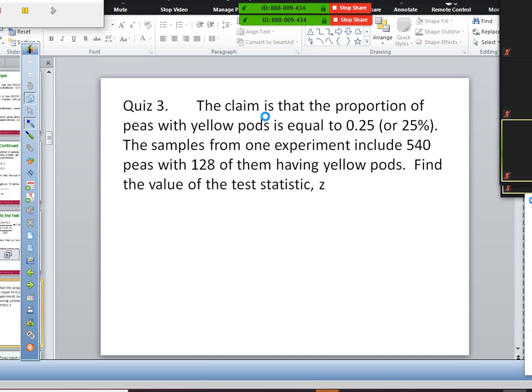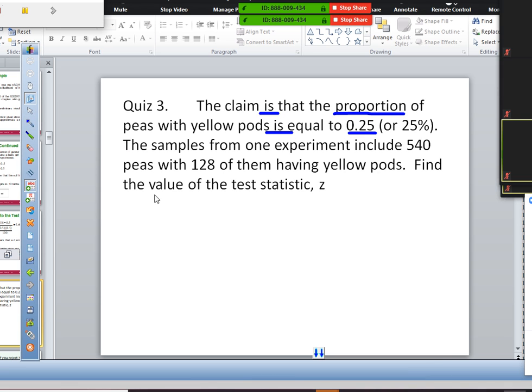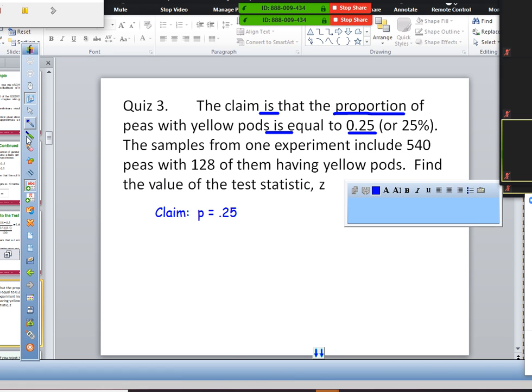So here's the claim. First write down your claim. It makes life easier. Claim is the proportion is 0.25. So right there is my claim. P is 0.25. Good. Now, remember, this is really important, people get messed up on this all the time. Your claim is your P. This is what I'm claiming.